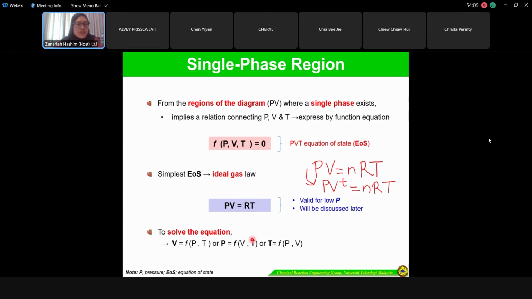To solve the equation of state, you need to express the equation like this. If you have V, then you have the function of V in terms of P and T. If you have P, then the function is in terms of V and T. If you have T, then the function will be in terms of P and V, because you have the three parameters P, V, T.